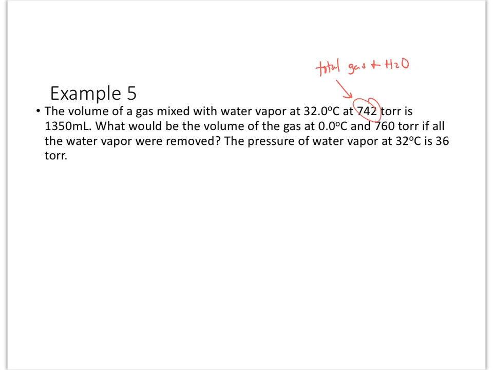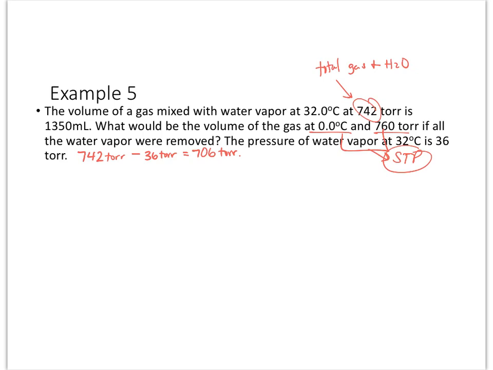Okay, so the first thing we want to do is we want to find just the pressure of the gas, and that's just subtraction. So 742 torr was the total pressure in my container, minus the pressure of the water vapor because they behave independently. So the pressure of just the gas is 706 torr. Okay, what would be the volume of the gas at this temperature and pressure if all the water vapor were removed? Well, you should recognize that this is STP.